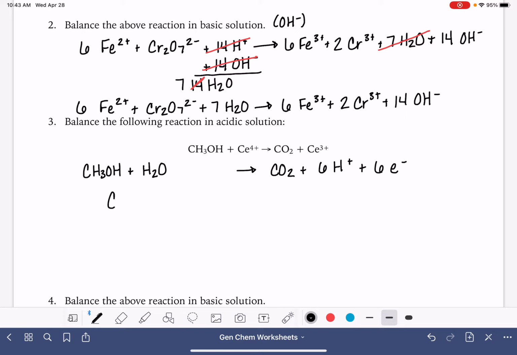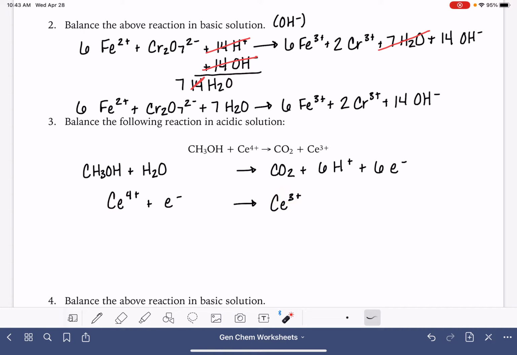Next half reaction, we have Ce4+, and that is turning into Ce3+. Cerium is balanced. We don't have any oxygen, we don't have any hydrogen, so now we need to balance the charges. Find the side that has the higher charge, add electrons to that side so that the charge on the left is the same as the charge on the right.